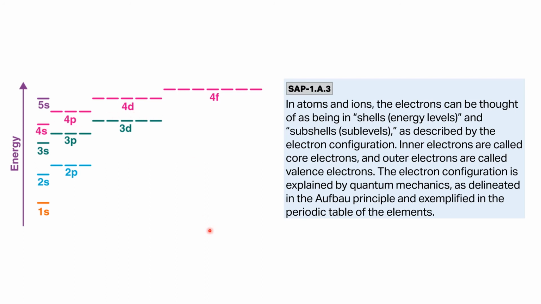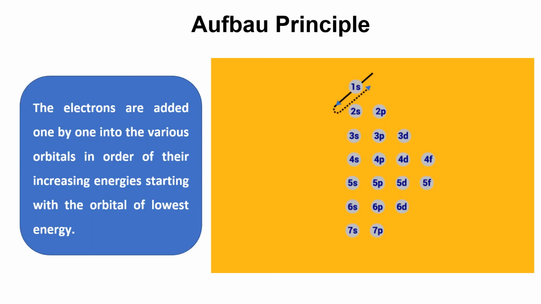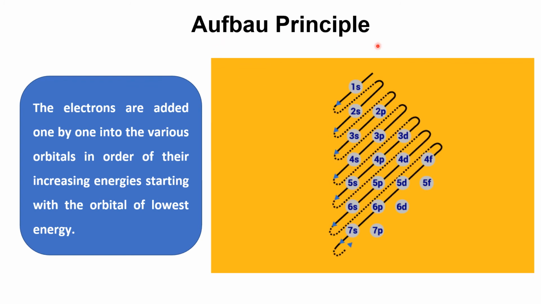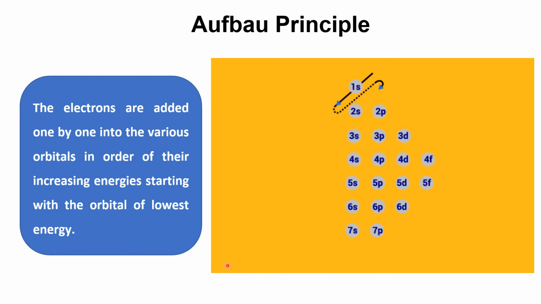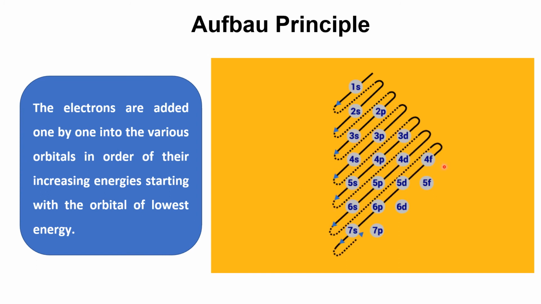But how do we actually learn it? It is not easy to learn the order like this. So there are some rules, or you can say some principles, which help us in identifying this. That principle is the Aufbau principle. So what you need to do is write the levels like 1s, then 2s, then 2p, then 3s, 3p, 3d, 4s, 4p, 4d, 4f, 5s, 5p, 5d, 5f, like this.